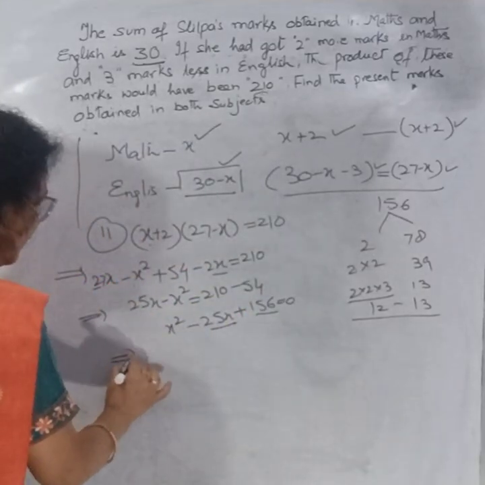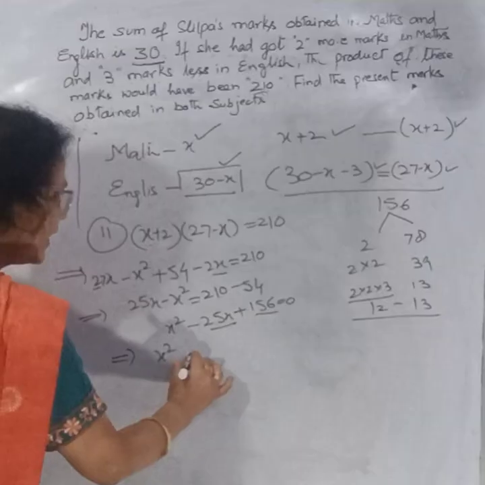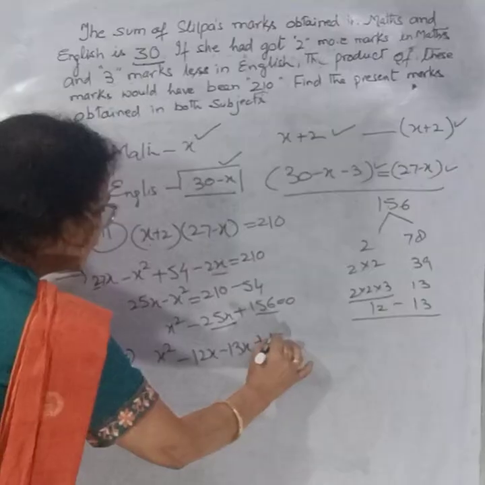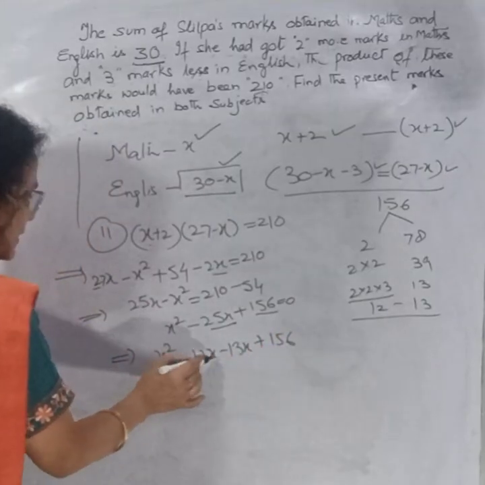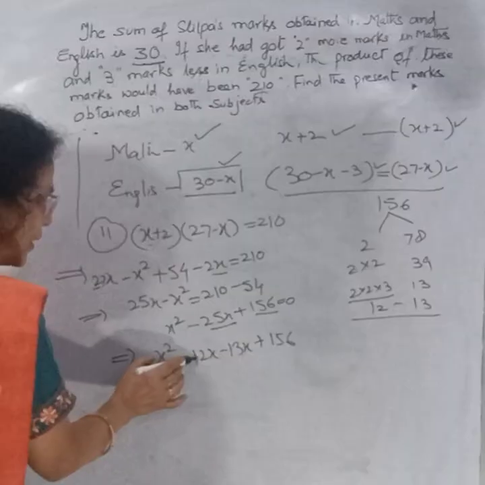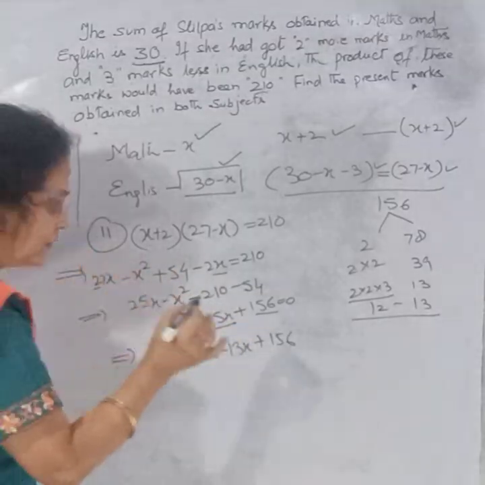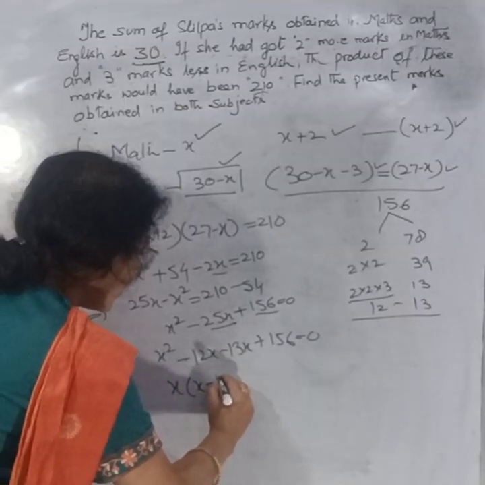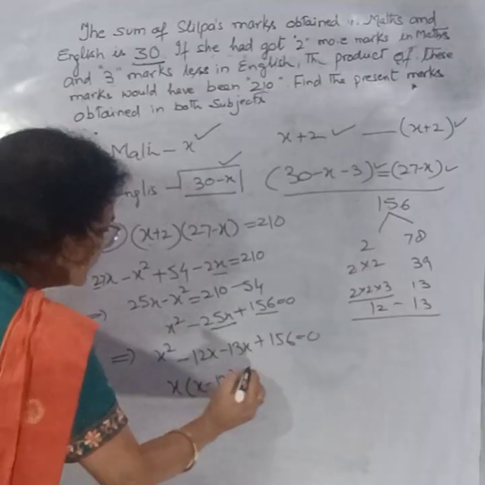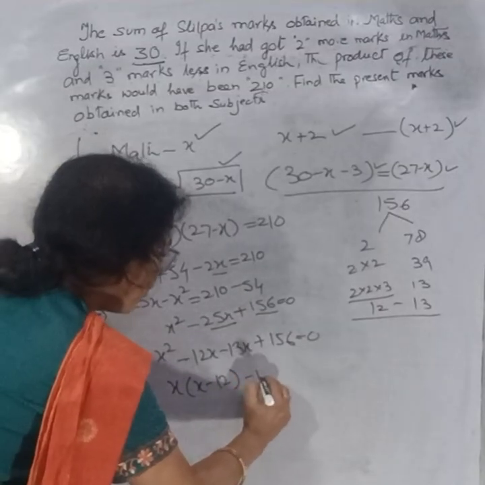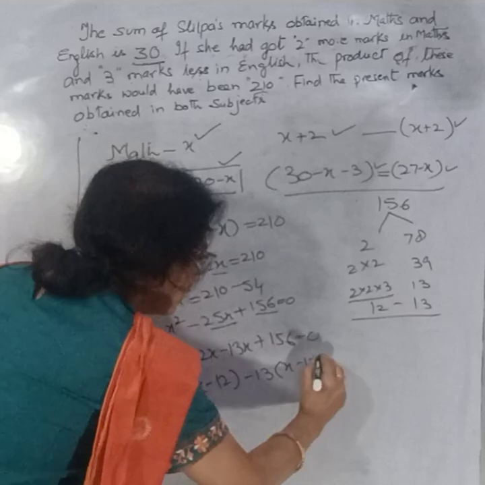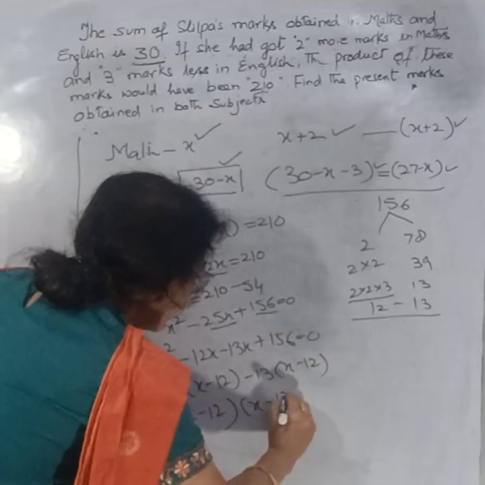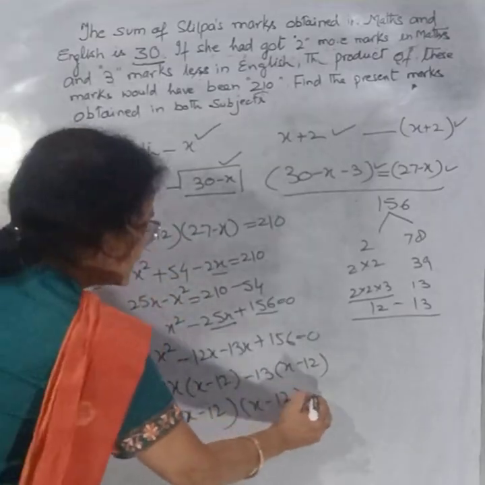So that now we can find the value of x over here by writing it as 12x minus 13x plus 156, because minus 25 will be the addition and the multiplication of these two will be 156. This will be equal to 0. From here, taking x as common, and 13 to be common in between, you get x minus 12. Or we can say we are having two factors of this equation, x minus 12 and x minus 13 is equal to 0.